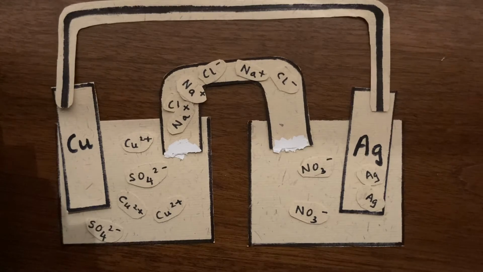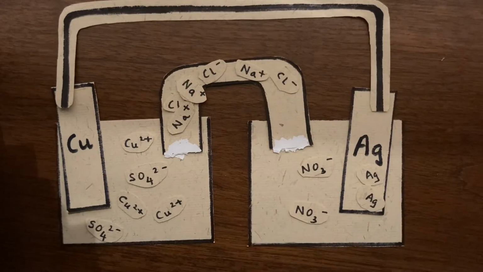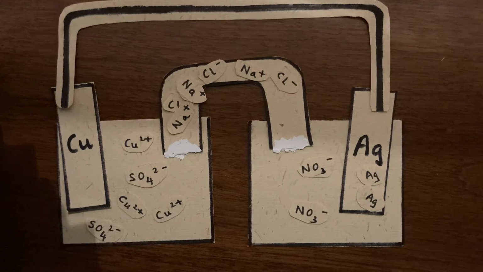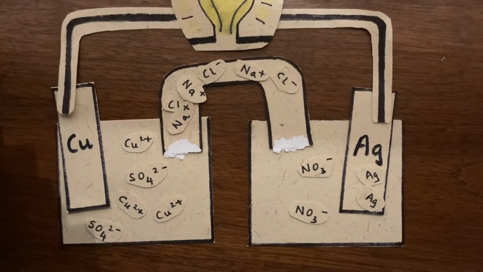Copper atoms break up, they oxidize to form copper ions and 2 electrons. These 2 electrons travel across, attract silver ions to form silver metal. And this is what causes a flow of electrons through this conducting rod, which ends up making a bulb or any appliance turn on, causing a flow of electric current.